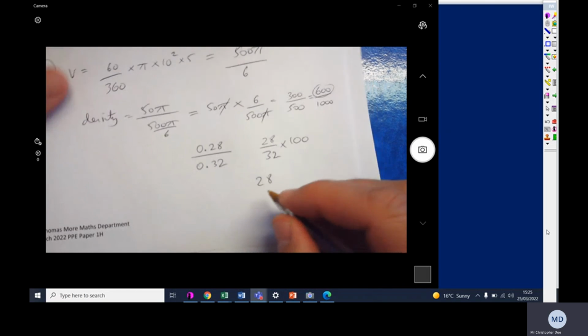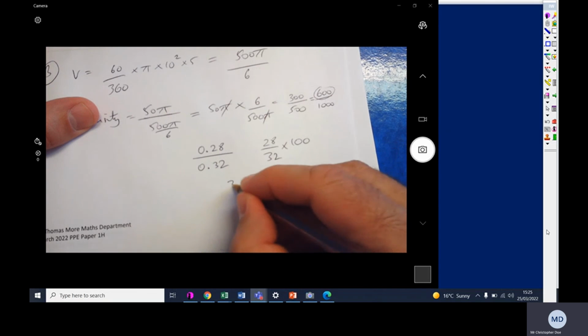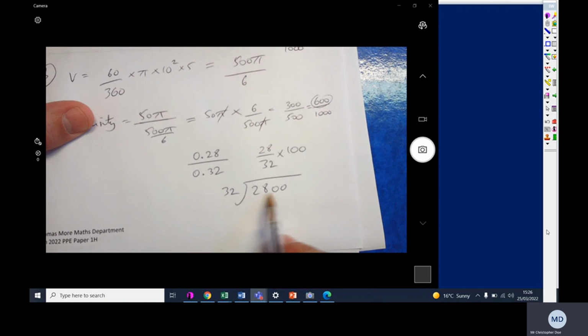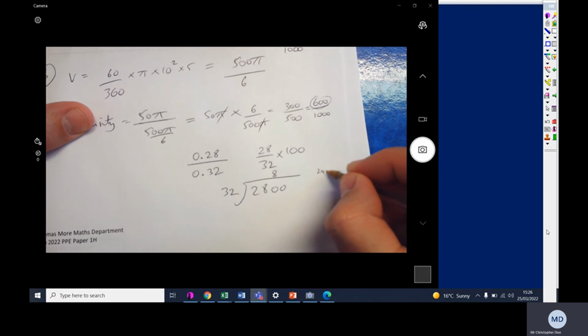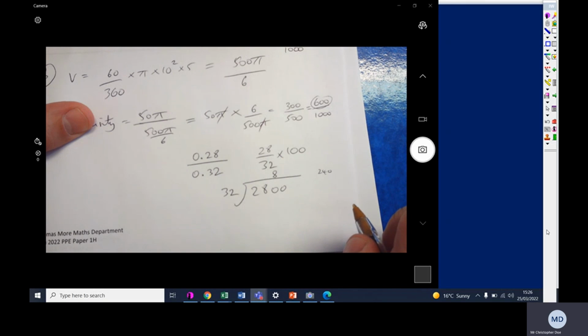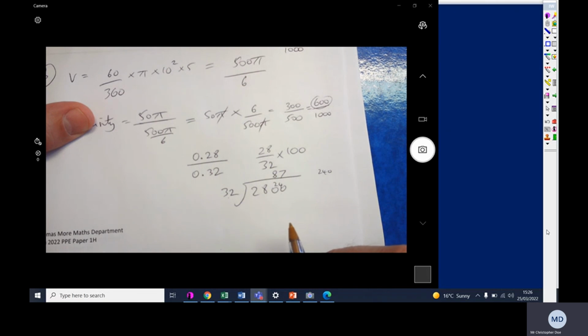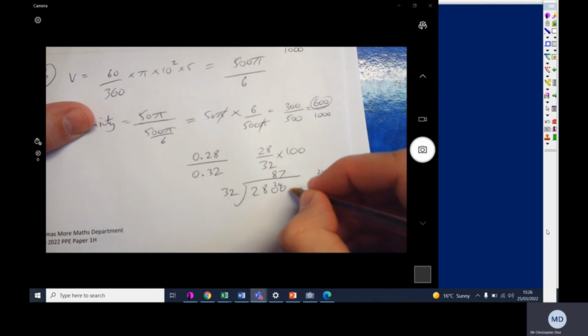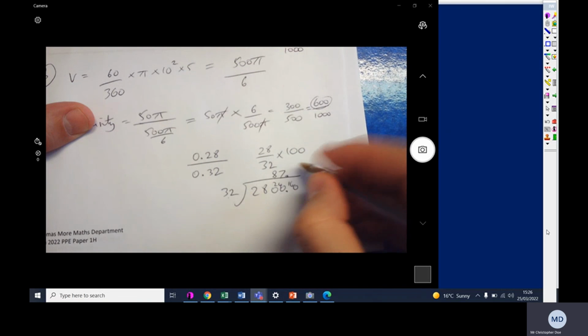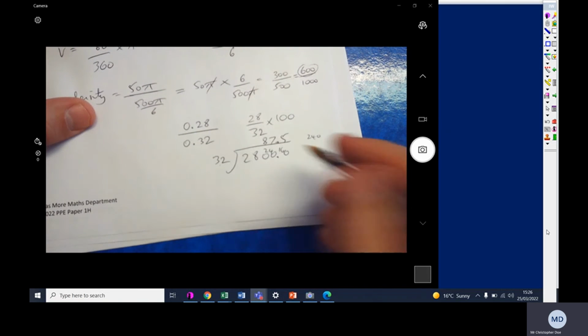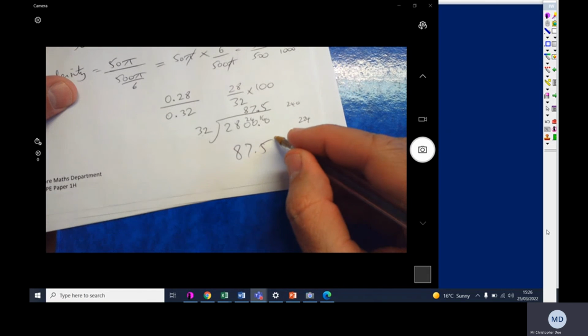So I've got 2,800 divided by 32. 32s into 280 go 8. 8 32s are 256. So remainder is 24, 240. 32s into 240 goes 7. 7 32s is 224. Remainder 16, 160, 5. That's tricky to do without a calculator. 87.5%.